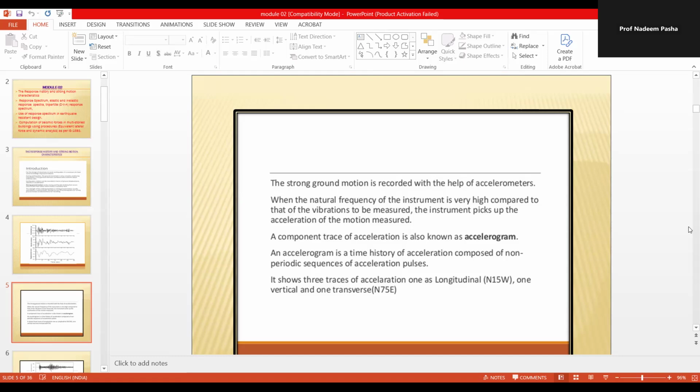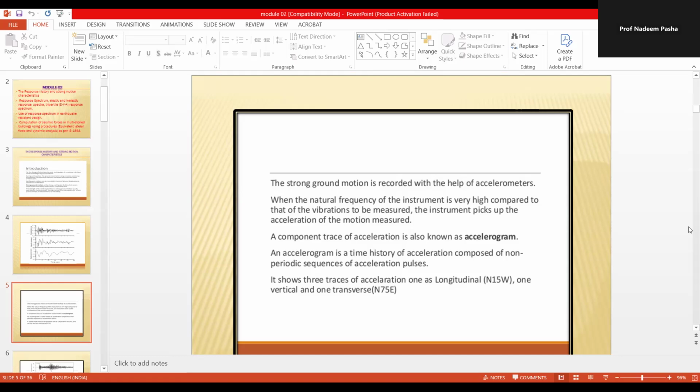Now, the component trace of acceleration is known as an accelerogram. So, what is an accelerogram? An accelerogram is a time history of acceleration composed of non-periodic sequences of acceleration pulses. It shows the traces of acceleration, one longitudinal, one vertical, and one transverse.